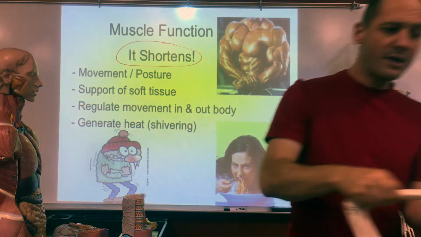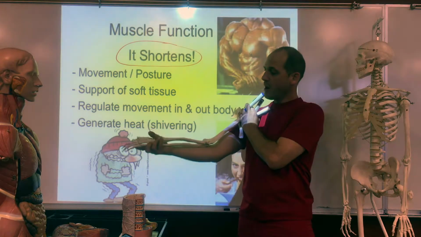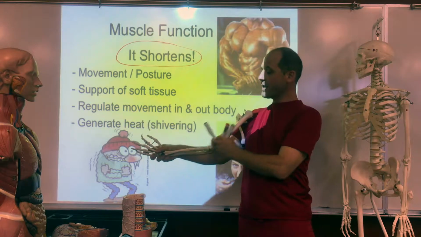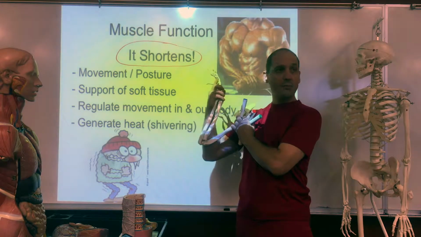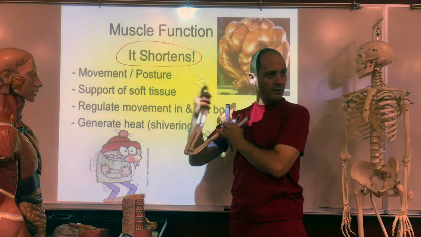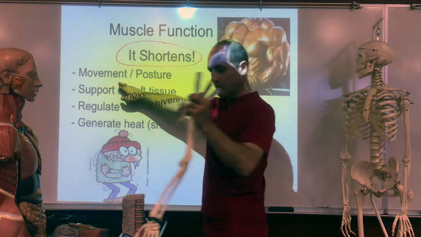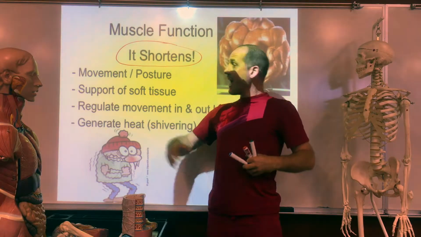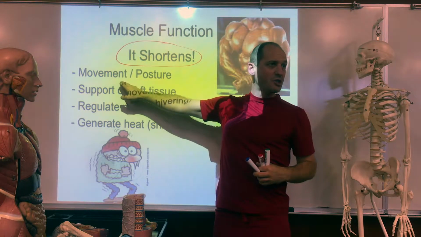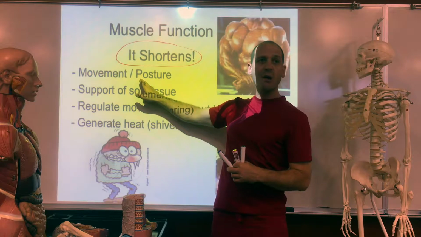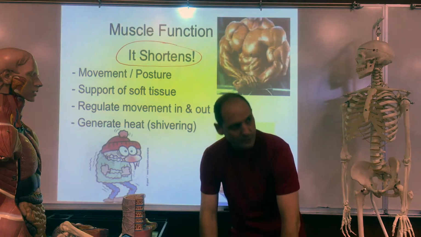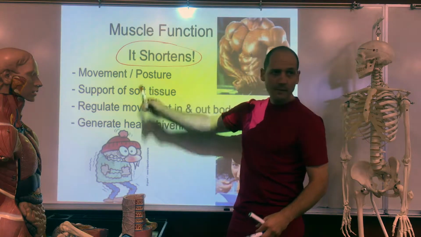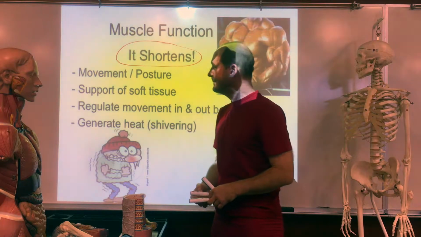So when a muscle is attached to two bones, like in the arm for example, attached up here and down here, and it shortens, it's going to move that arm. It's going to move that elbow. That's movement. When we hold muscle, we can have that shortening be sustained, and it holds us upright. Otherwise, we'll go down and collapse. So that's posture. That's also very, very important.